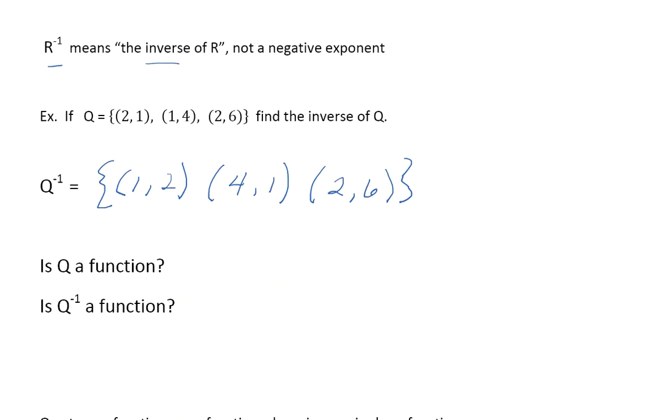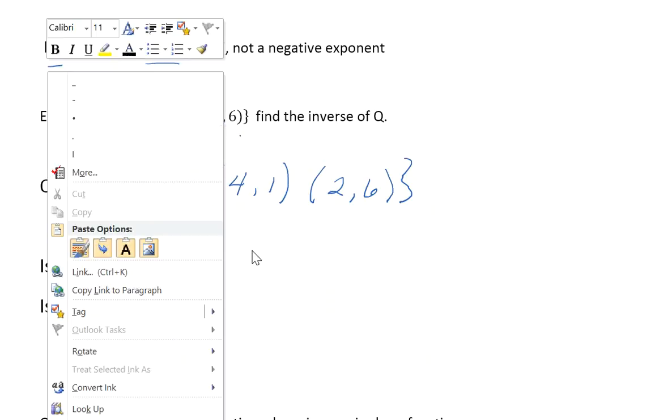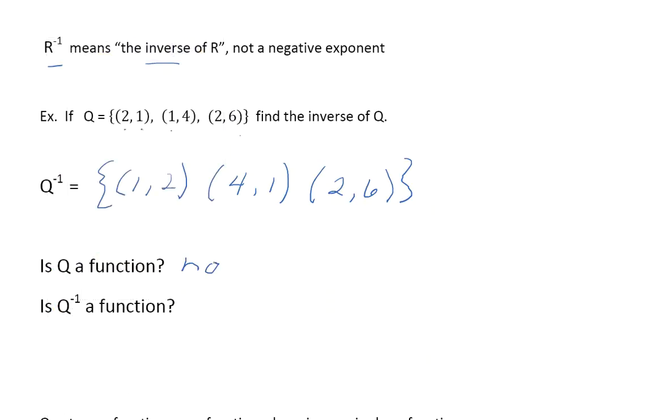Now let's ask ourselves a question or two. Is Q itself a function? If we remind ourselves, each x can only have one y. We look here: 2 input, 1 output. 1 input, 4 is the output, and then 2 input, 6 output. So does each x have only one y? No, we have a problem here. The 2 mapping to the 1 and the 2 mapping to the 6 would not pass the vertical line test. So is Q a function? We'd have to say no.